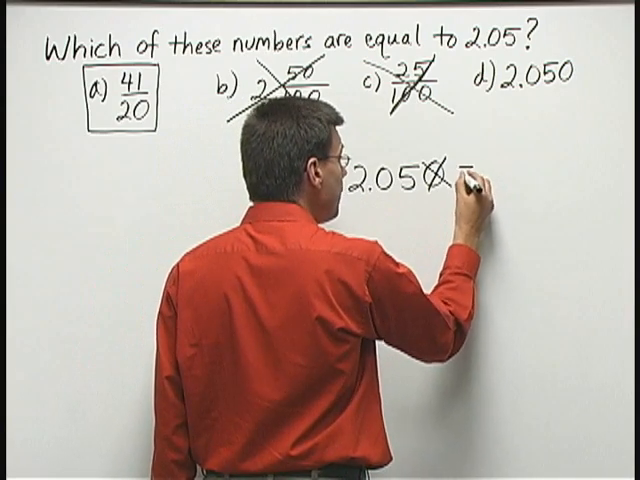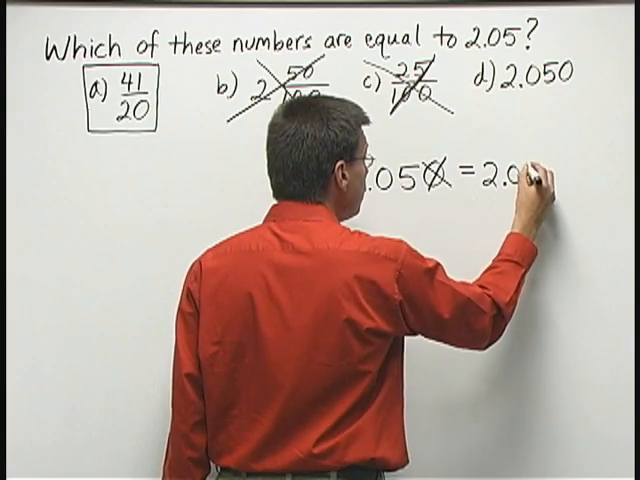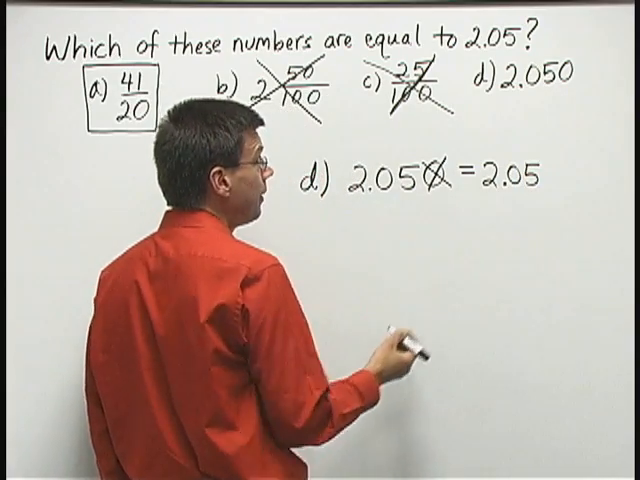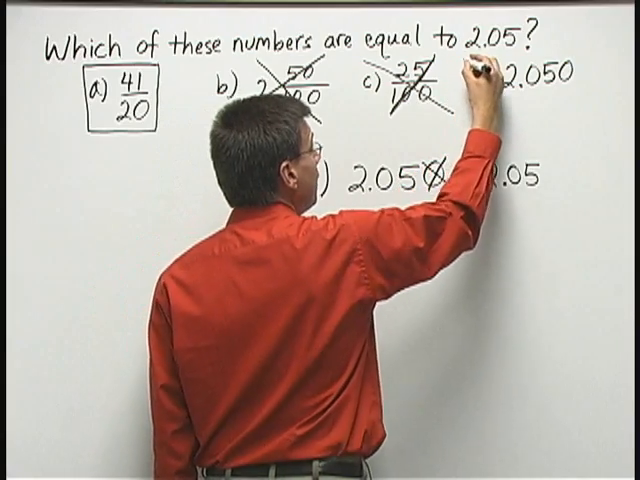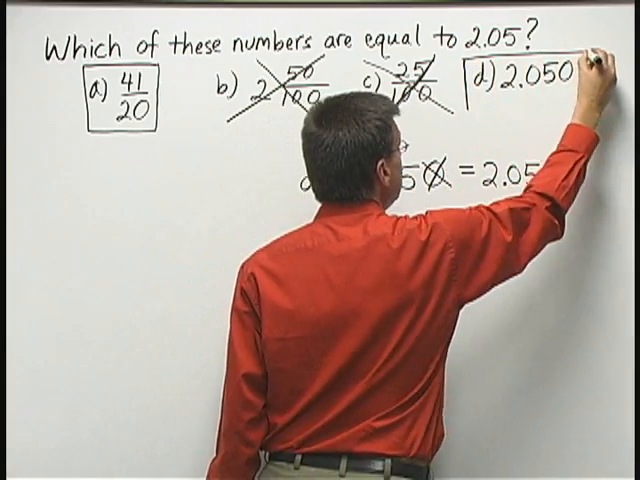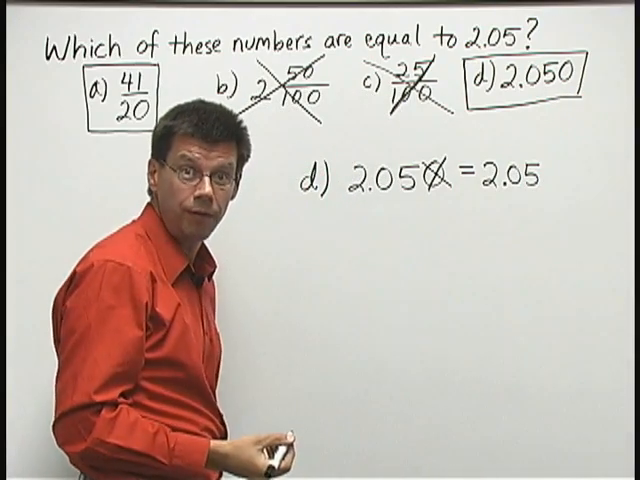So 2.050 is equal to 2.05. And that's our original decimal up here. So sure enough, D is equal to 2.05.